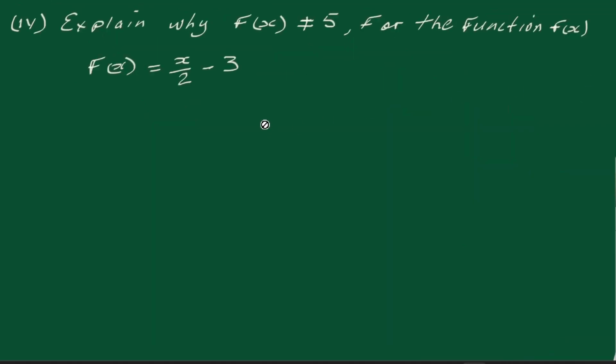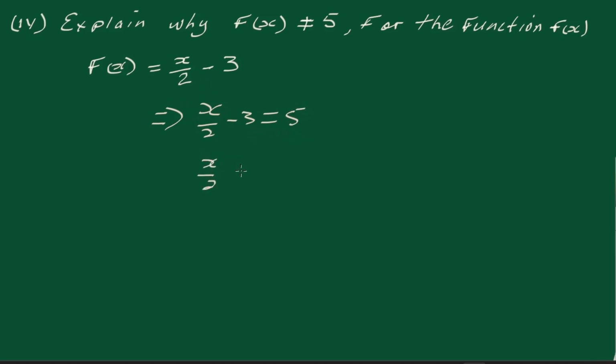So looking at question 4: explain why f(x) cannot equal 5 for the function f(x) equals x over 2 minus 3. So therefore, y cannot equal 5. We're going to set x over 2 minus 3 equal to 5 and solve for x.